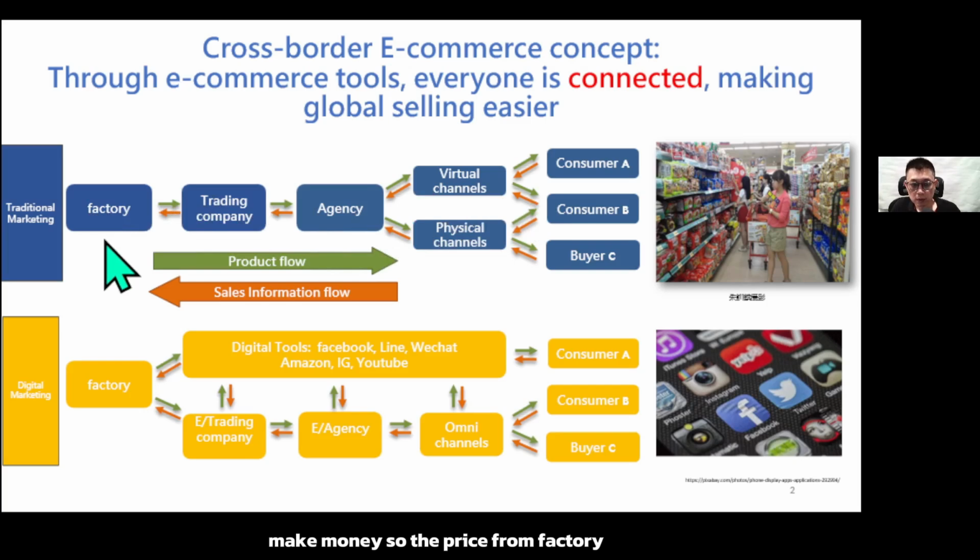So the price from the factory, maybe one item is 100 NT, but the trading company wants 20% profit, the agency wants 20% profit, and the virtual channels want 20%. So the price is 2 times, 3 times when the consumer buys it. So we have to pay much higher than the original cost. Because what? Because there are too many layers, too many organizations, too many middlemen.